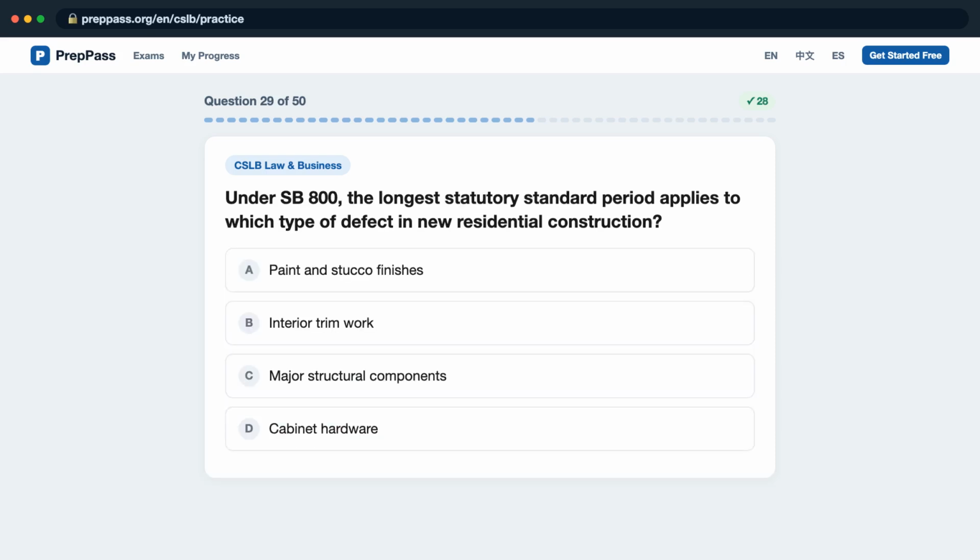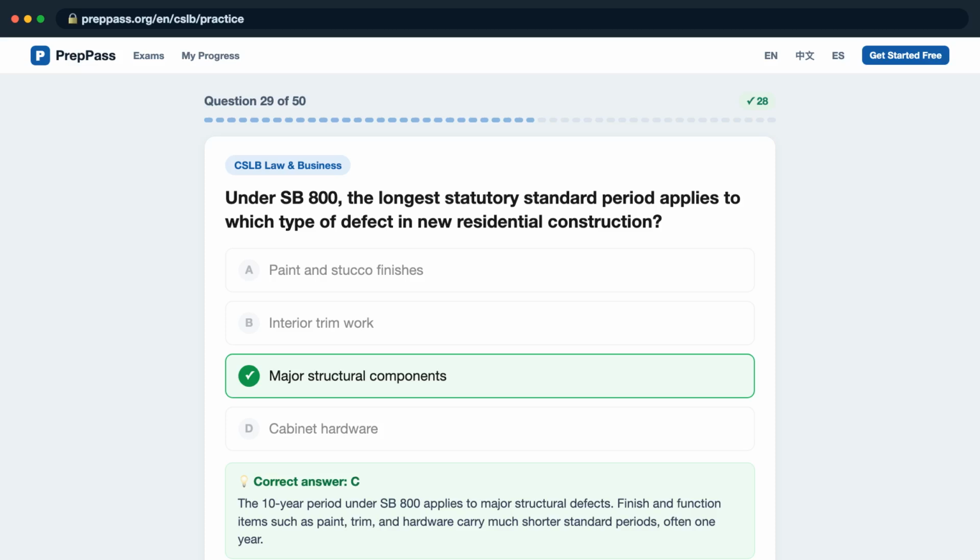Question 29. Under SB 800, the longest statutory standard period applies to which type of defect in new residential construction? A. Paint and stucco finishes? B. Interior trim work? C. Major structural components. D. Cabinet hardware? The correct answer is C.